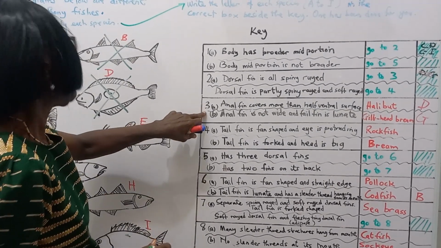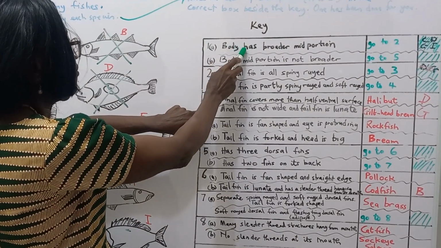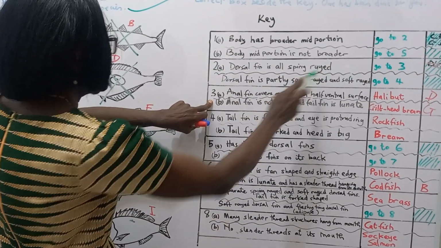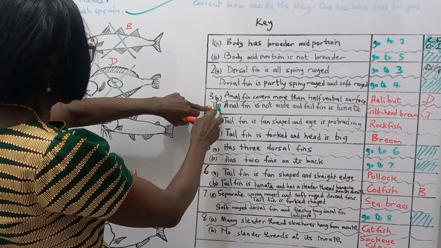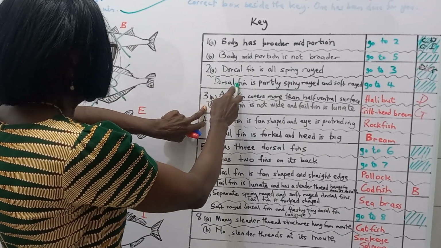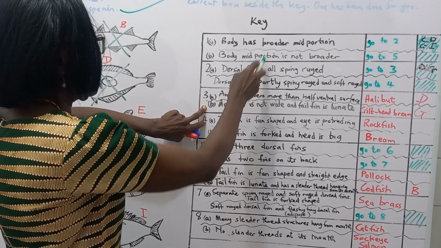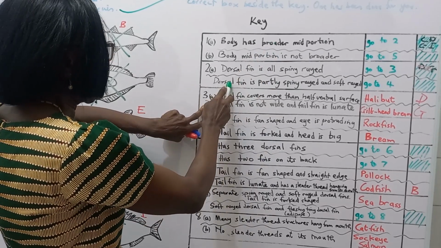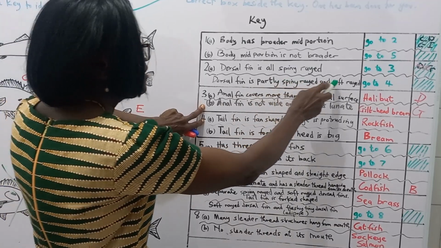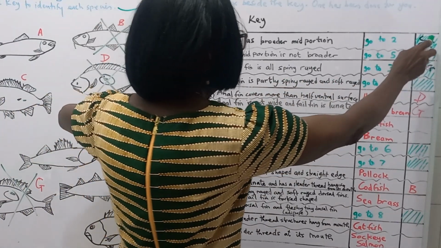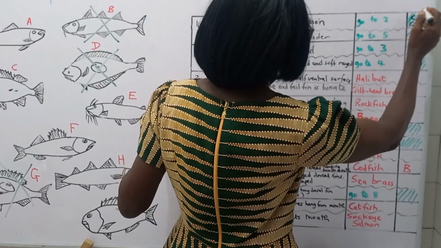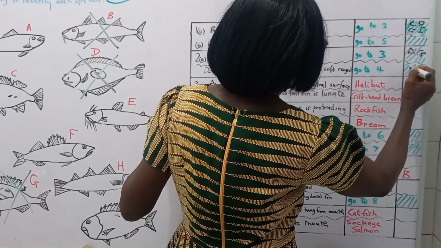Remember, we are here because here fish has broader mid portion. Go to 2, went to 2, and we came to 3. Now after finishing 3, we go to 4. See, 4 is still dealing with fish, the broader mid portion. And here, dorsal fin is partly spiny rayed and partly soft. Remember, we had D and G, and we finished with D and G. So here, we have C and I to work with.